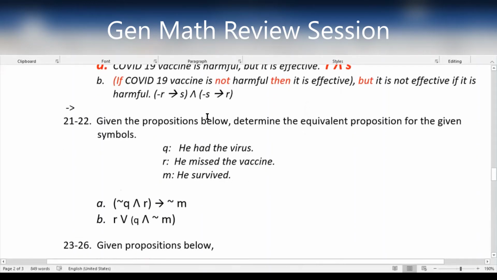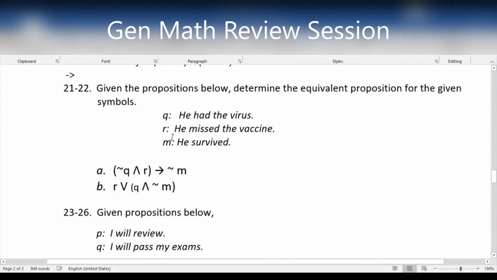This time is the inverse, the other way around. Given yung statement, symbols are given, then you have to write in sentence. He had the virus, Q. R, he missed the vaccine. M, he survived. So, yung letter A, change this into sentence. Sige, please chat your answer kung meron na. So, letter A: not Q and R implies not M. Then yung letter B: R or open parenthesis, Q and not M. So, igaganon nyo yung sentence nyo.